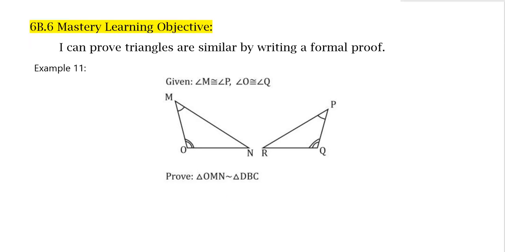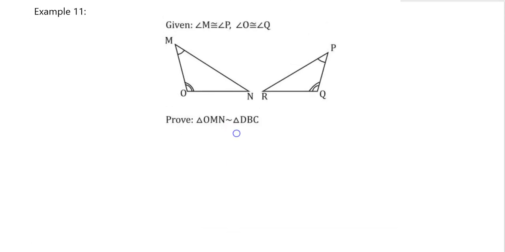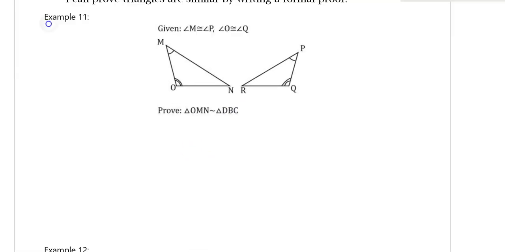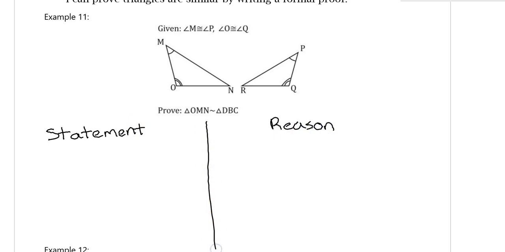Okay, so the two things we really want to look at when we're writing a formal proof are our statements. When we make some sort of statement, I then need a reason for why that statement is true. So in a formal proof, we say something and then we have to say why. Basically we're just backing up what we're saying with proof. That's why it's called a formal proof.